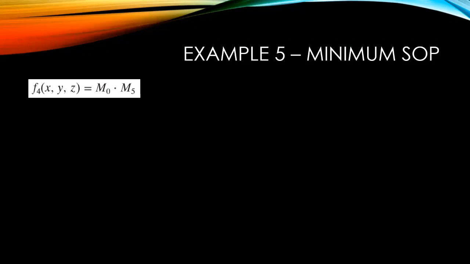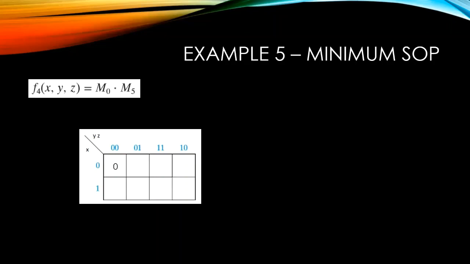So therefore, when we plot M0 and M5, we just write 0 on the cell, wherein M0 is 0, 0, 0 and M5 is 1, 0, 1, and the unfilled boxes will have a value of 1. Since the max terms are 0 and 5, the others will be min terms. The output is 1, so that's why the unfilled boxes will have a value of 1. After filling up the unfilled boxes, we are ready to group it.